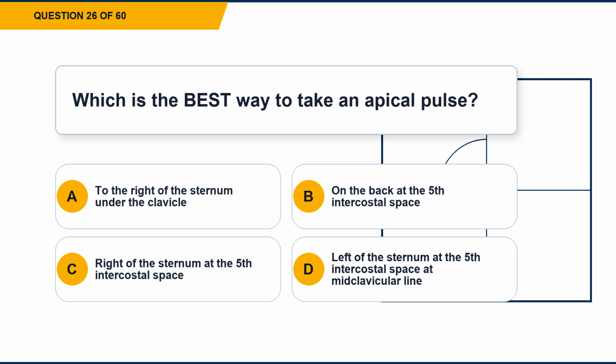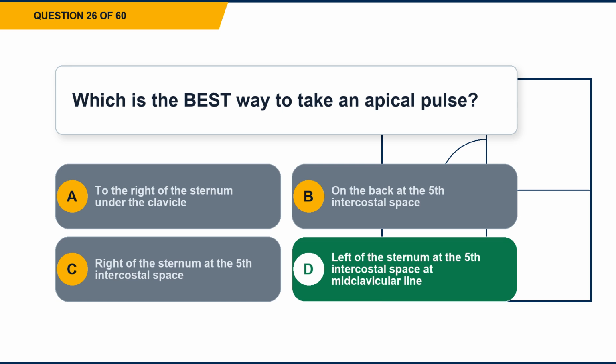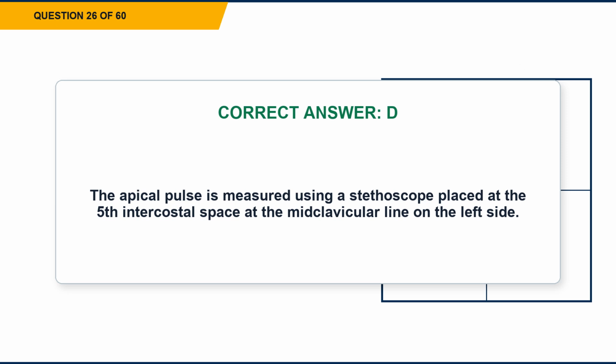Option D, left of the sternum at the 5th intercostal space at mid-clavicular line. The correct answer is option D, left of the sternum at the 5th intercostal space at mid-clavicular line. Explanation: the apical pulse is measured using a stethoscope placed at the 5th intercostal space at the mid-clavicular line on the left side. Question 27.